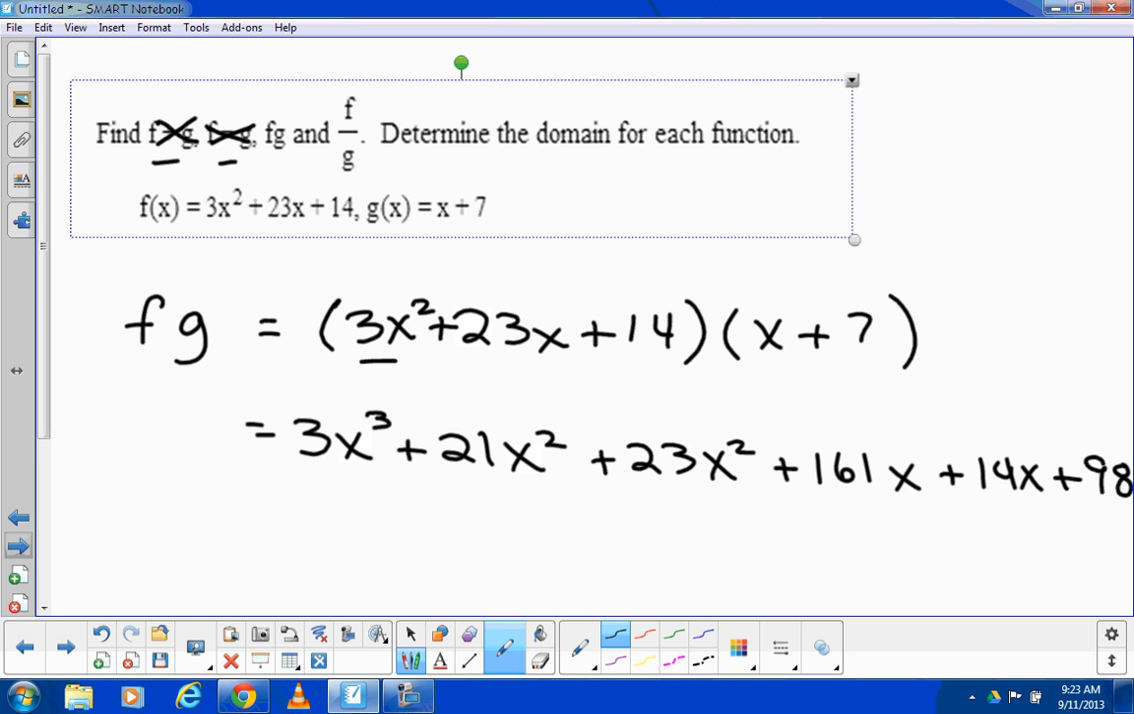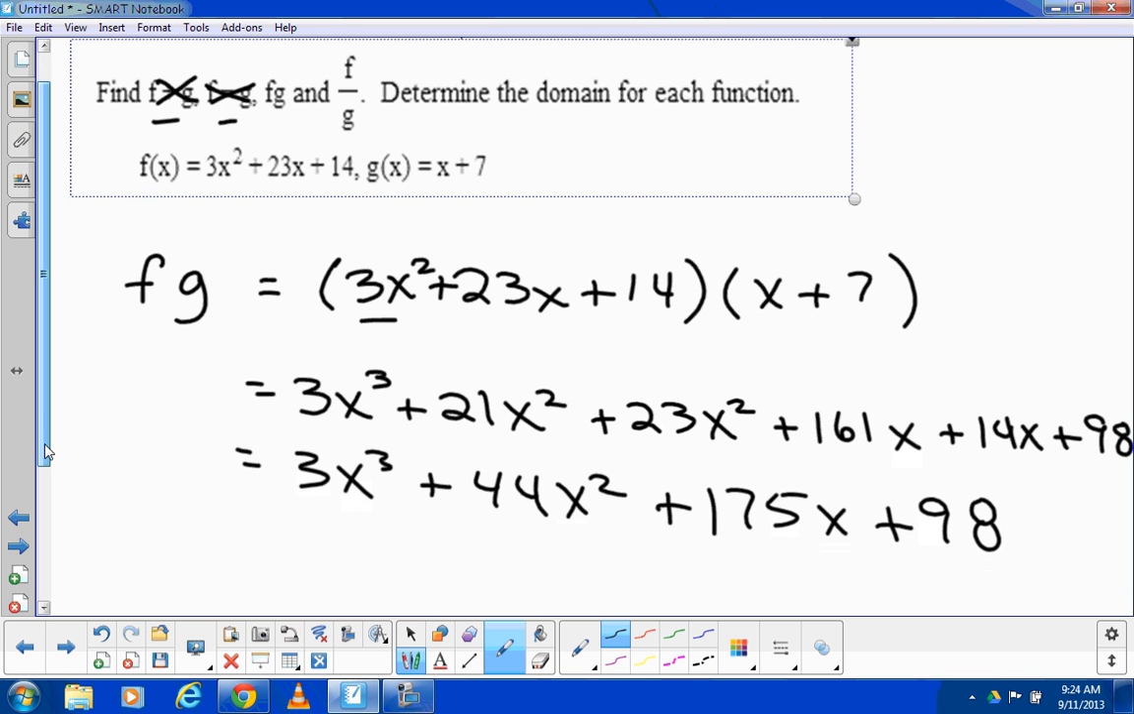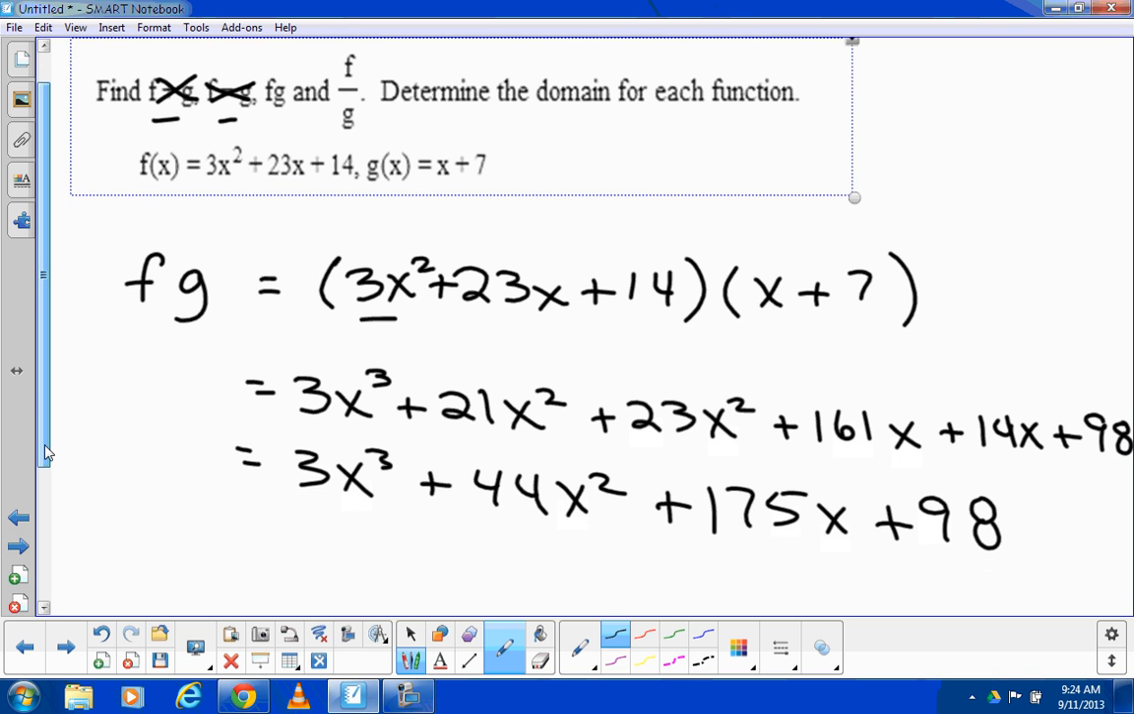All right, now let's combine my like terms. Nothing really is going to go with 3x cubed. Okay, 21x squared and 23x squared would be 44x squared. And then 161x and 14x would be 175x. And then we'll bring down the 98. Okay, so really not that big of a deal. Okay, but it's kind of cumbersome there. So it's just sort of like the distributive property, instead of 2 times, it's 3 times.